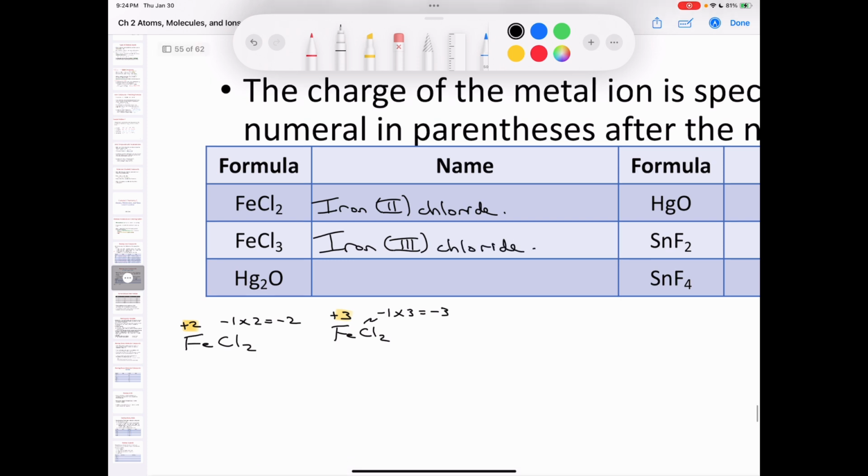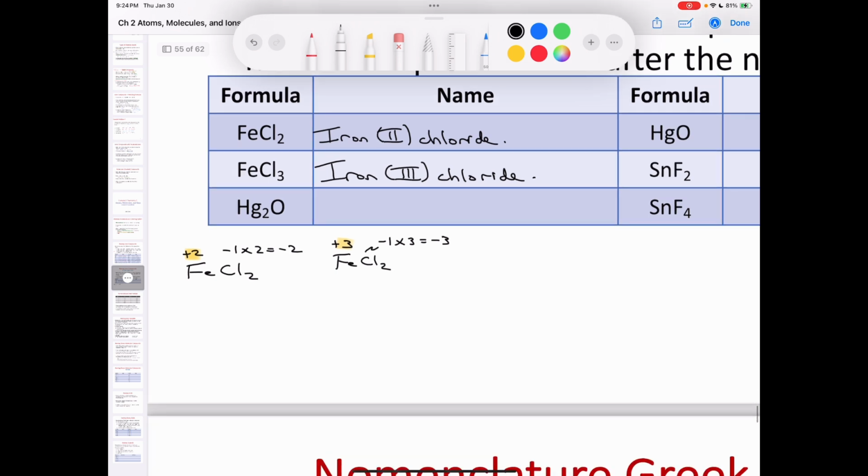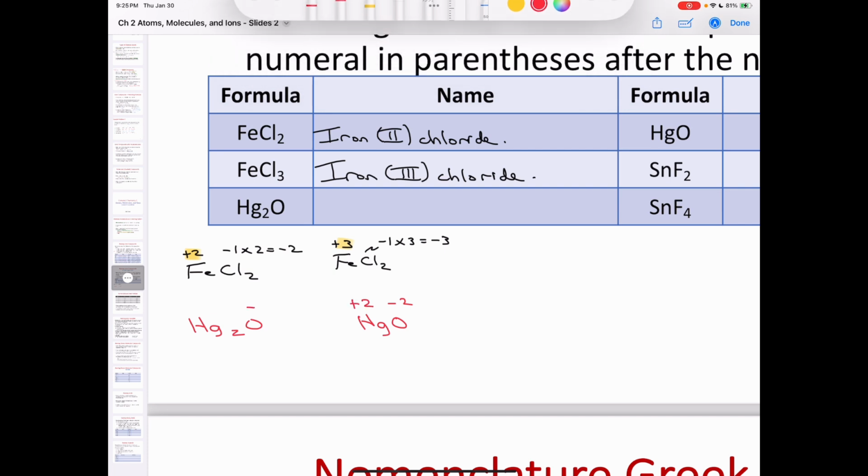The next one, we have Hg2O, and then we have HgO, like this. Well, the second one's actually a little bit less complex because oxygen is always 2-, so that tells us this is mercury 2.